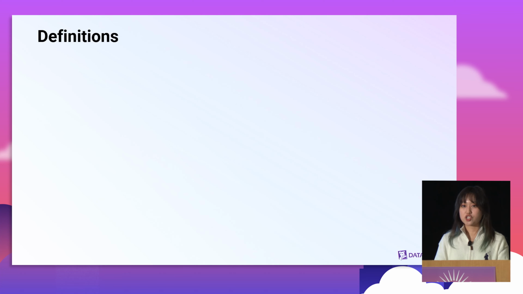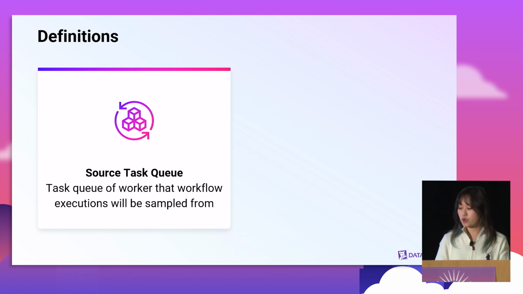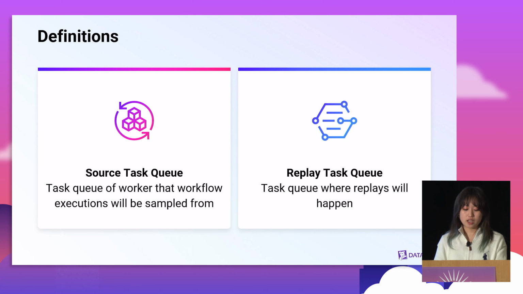When discussing breaking changes, we're mostly going to be referring to two task queues, the source task queue and the replay task queue. The source task queue is the task queue of the worker that we're actually sampling the workflows from. So we're going to be sampling for the heartbeat worker, listening on the heartbeat task queue, both open and closed workflows from that task queue. Then we also have the replay task queue, which is the task queue that we execute replays on. And we need this because how we implement breaking change detection is through using a replay worker, and that requires a task queue to execute the replays.